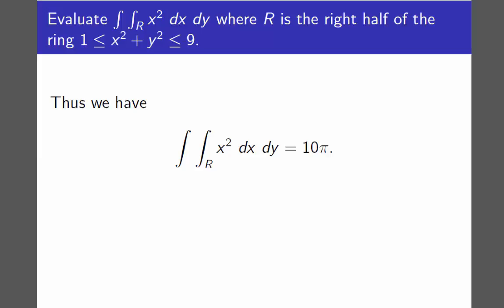So from this, we can conclude that our evaluation of the double integral over the region R, which was the right half of our desired ring of x squared plus y squared, is equal to 10 pi.